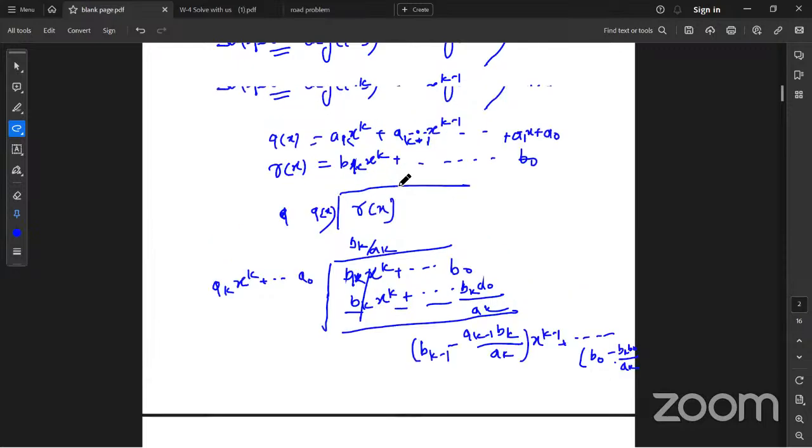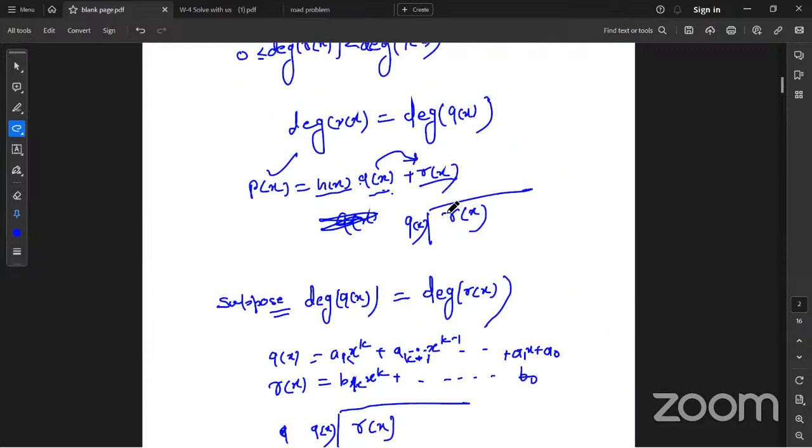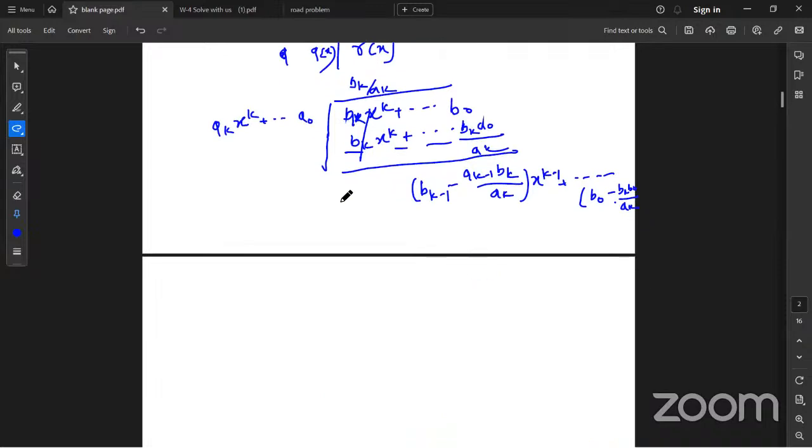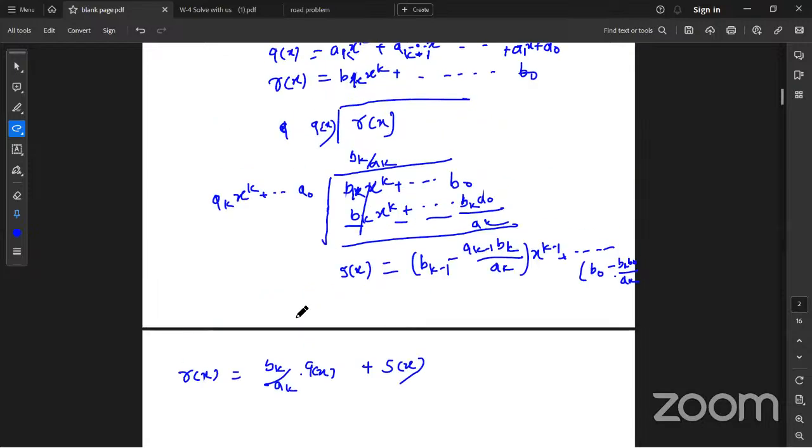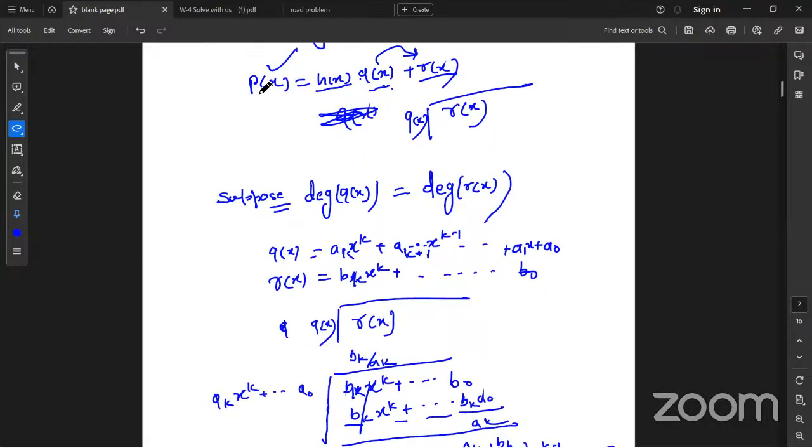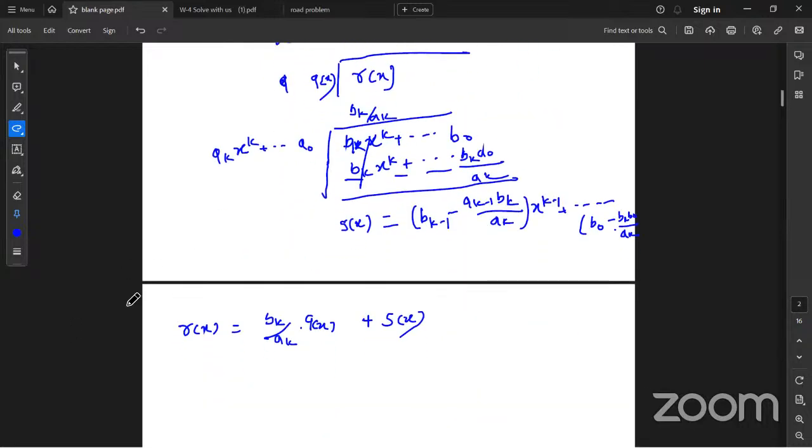So here what you can see is this Rx. Suppose this is your Sx. This is nothing but your Sx. So you can easily see this Rx is also written like this: pk by ak times qx plus Sx, right? So just put this Rx value from here into this equation. What will you get?